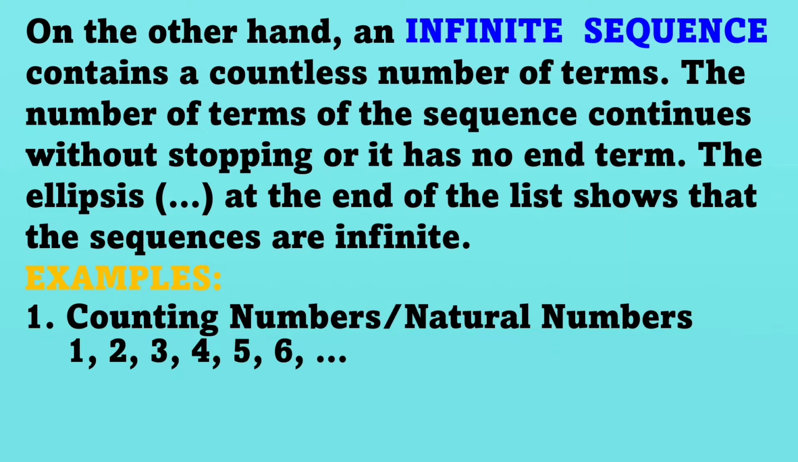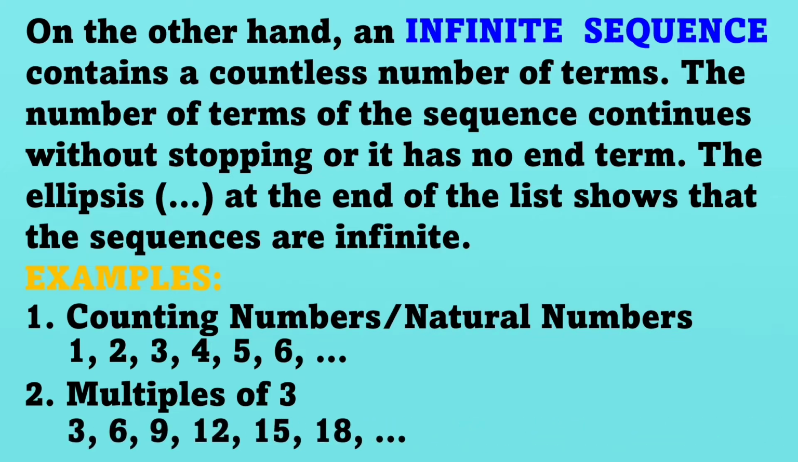Next example are the multiples of 3. In the first part of our discussion about generating patterns, multiples are the products that we get when we multiply a certain number by the counting numbers. In this case, 3 will be multiplied to the counting numbers 1, 2, 3, 4, and so on. With that, we can get the list of the sequence. And these are the terms: 3, 6, 9, 12, 15, 18, and so on.